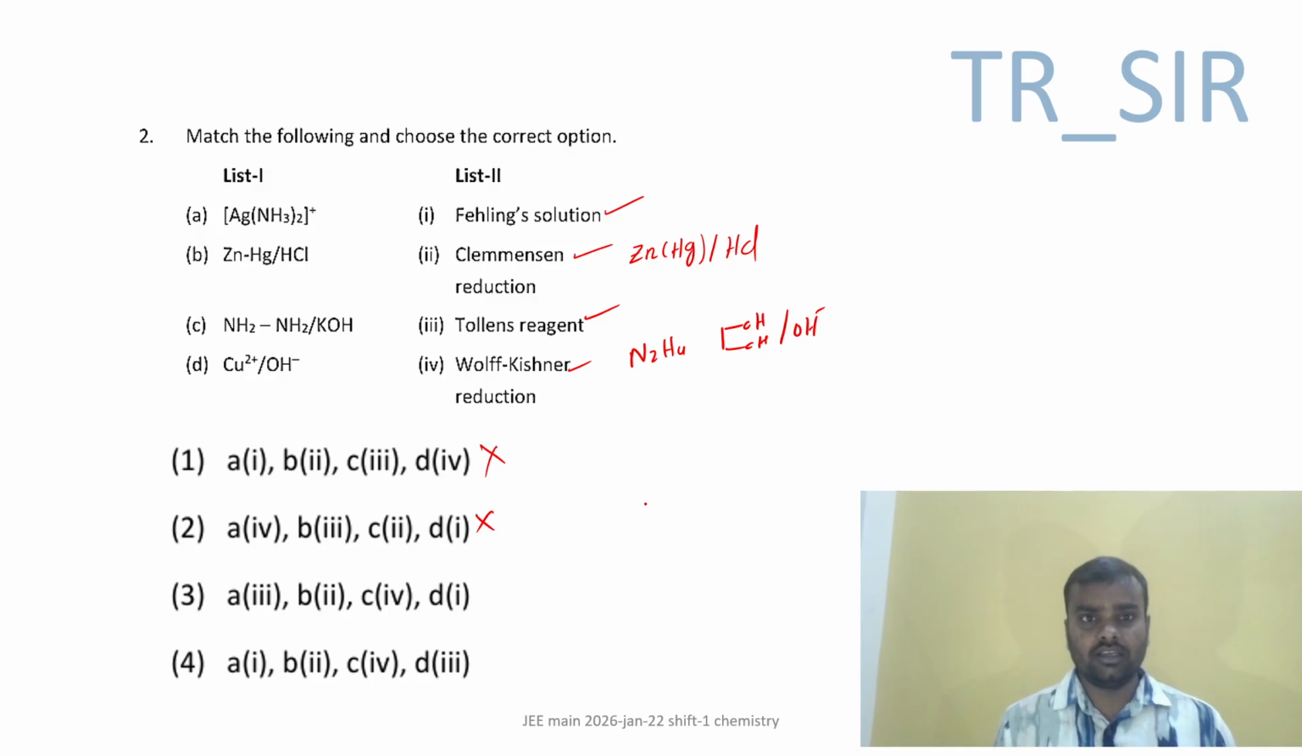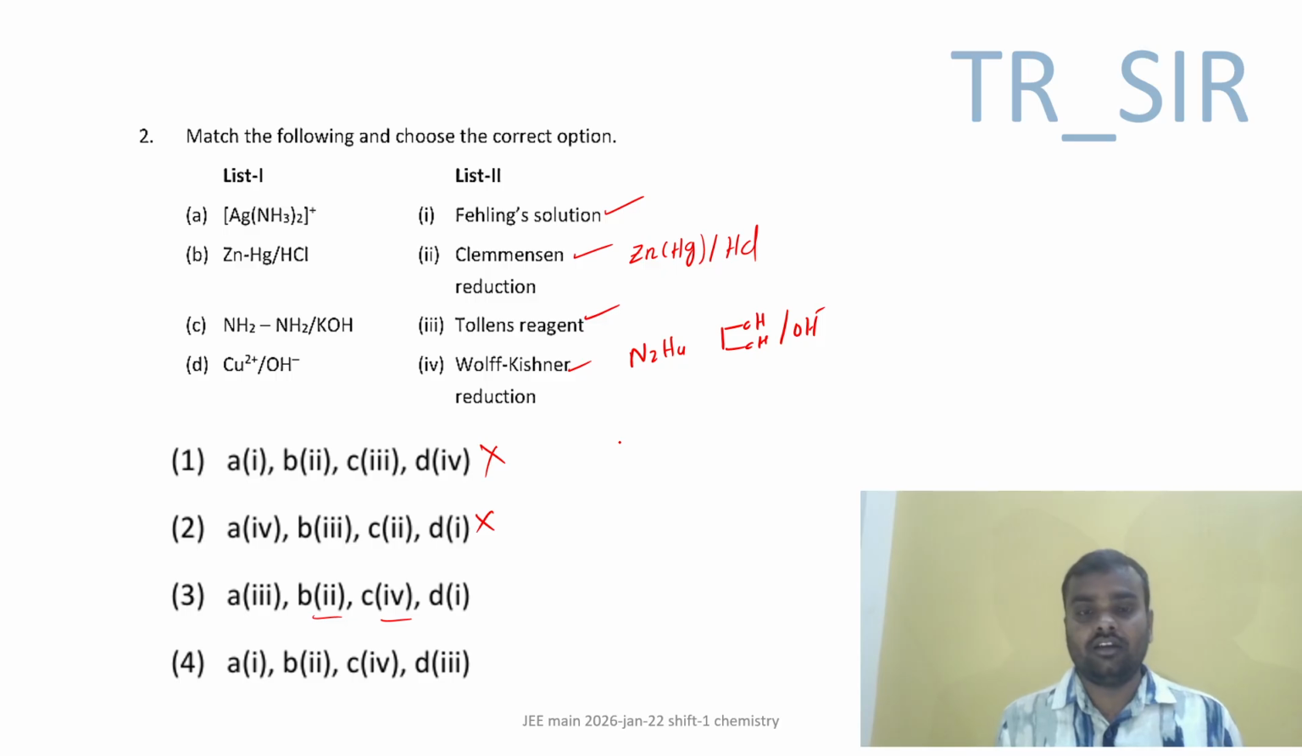4 must be C, and Clemmensen is B2. So B2 C4, both you are having. Now, Fehling's solution, what happened? Failing as well as Tollens'.